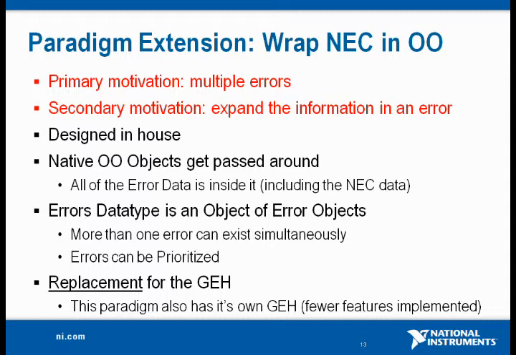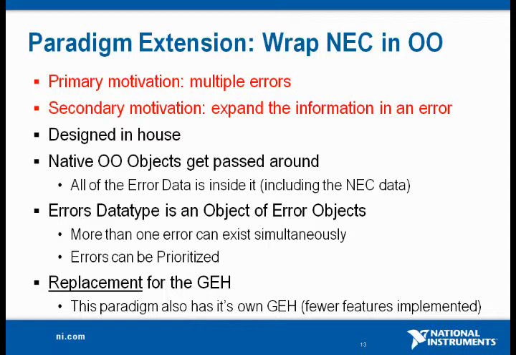We designed this in-house, a bit of a brainstorming session. What would we like if we could change the world? And we all can change the world, as Jim Green says, one VI at a time. In this paradigm, we have native OO objects that get passed around. So on your block diagram, the old brown error cluster wire is replaced now with an error object. I don't really know what to call it. That'll do for now.